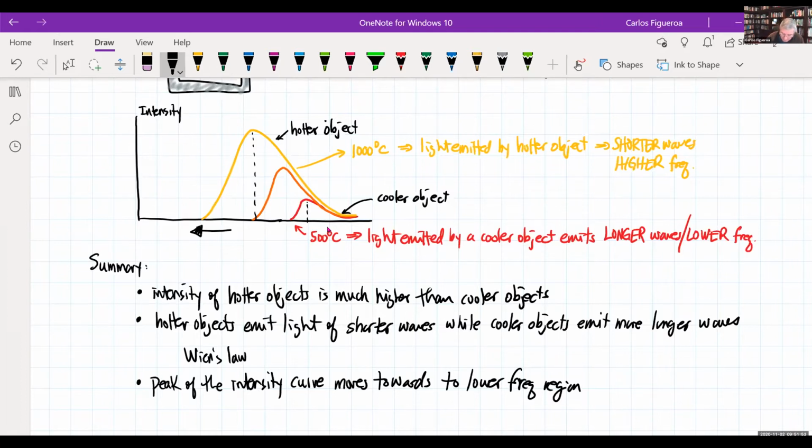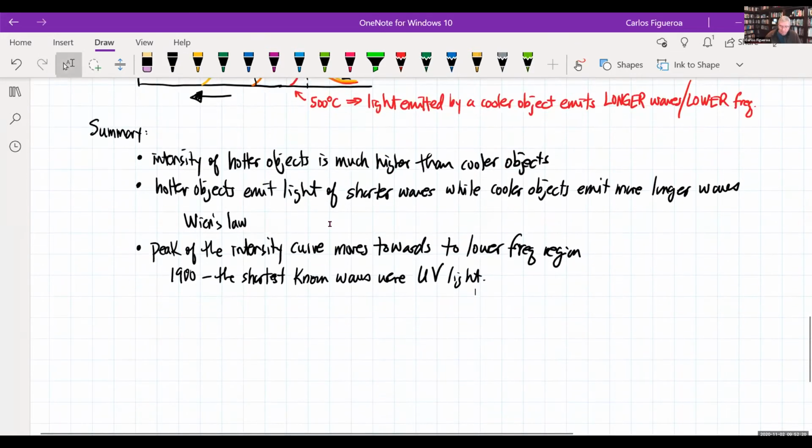Now, in 1900, the shortest known waves were ultraviolet, UV light. That was the shortest waves at that time.